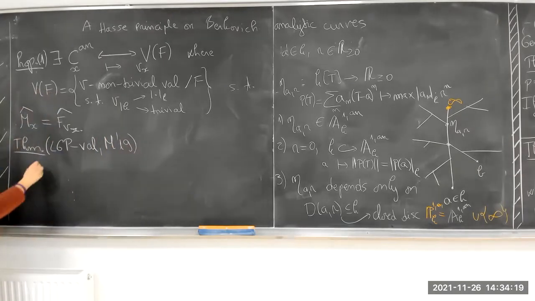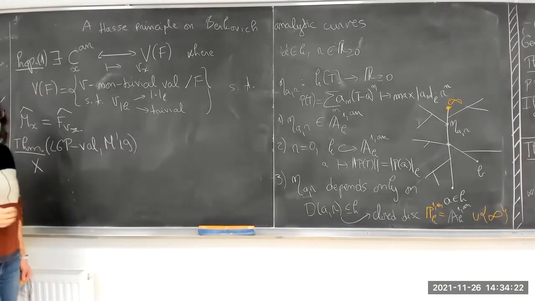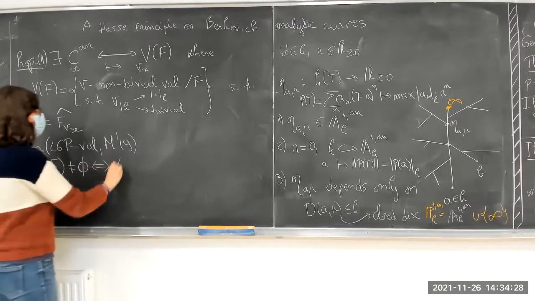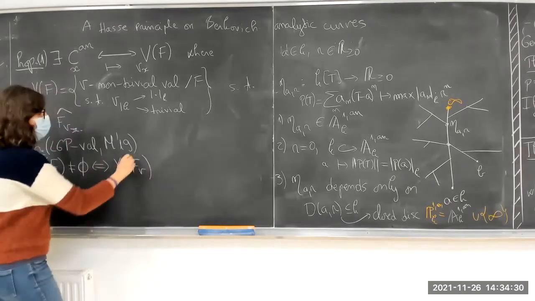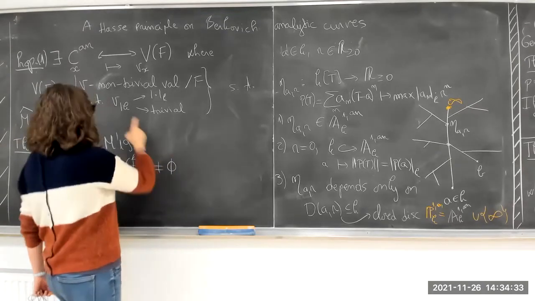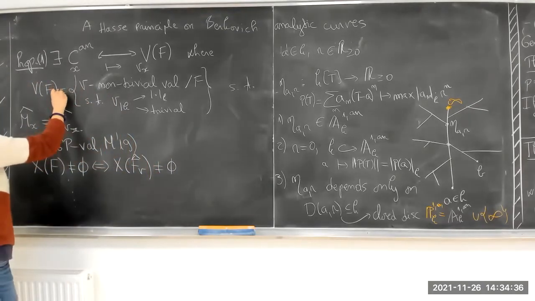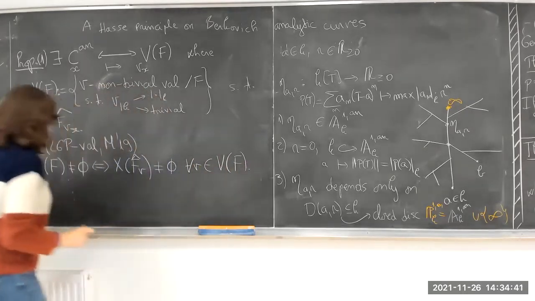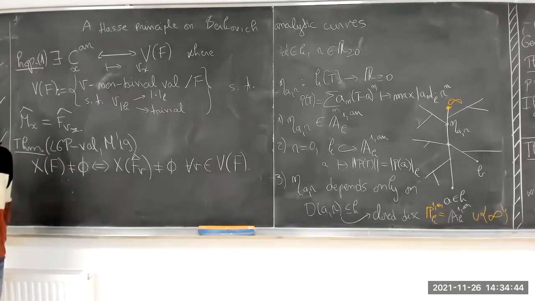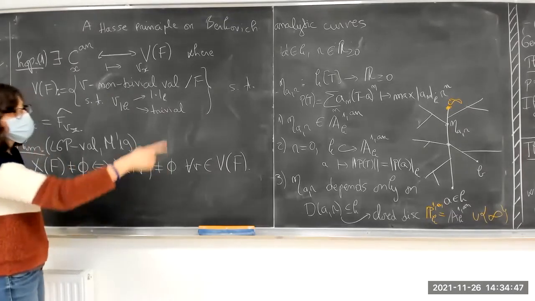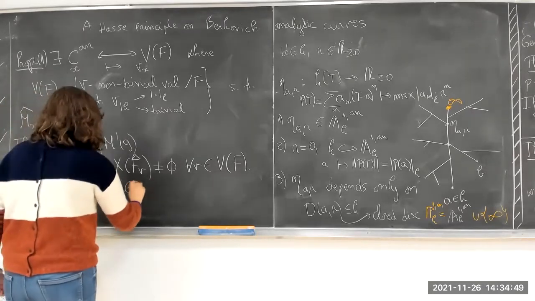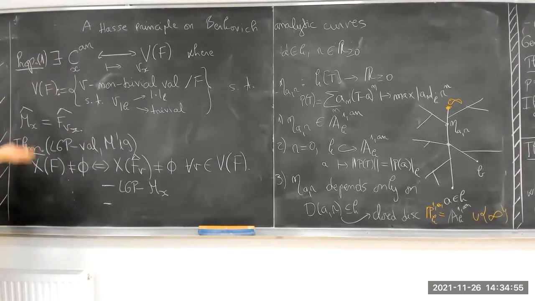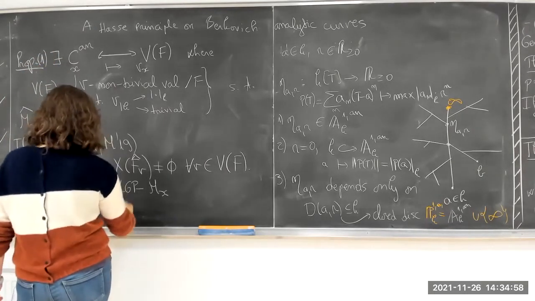So the LGP states that with the same notation, our variety X has an F point if and only if it has points on all of the completions of F with respect to the valuations in this set. So to see the proof, you just need to put together three elements. The first one is one I already gave you, the LGP for M_X. The second one is this proposition that I wrote down here, proposition 1.